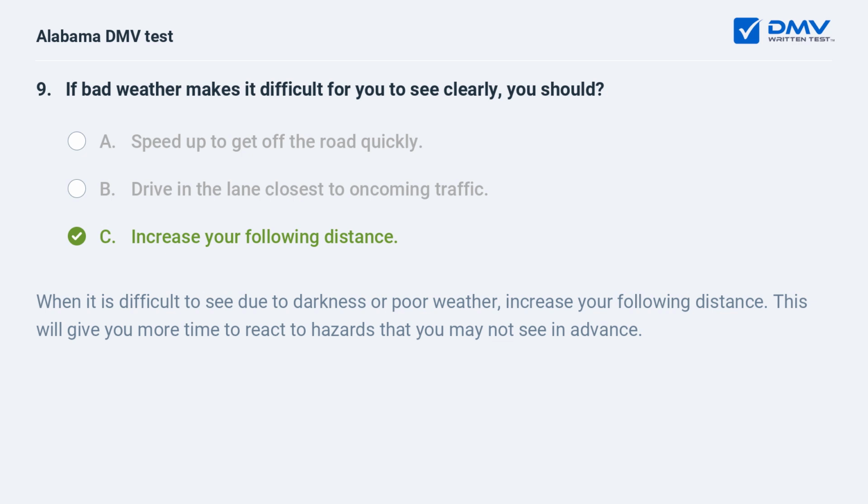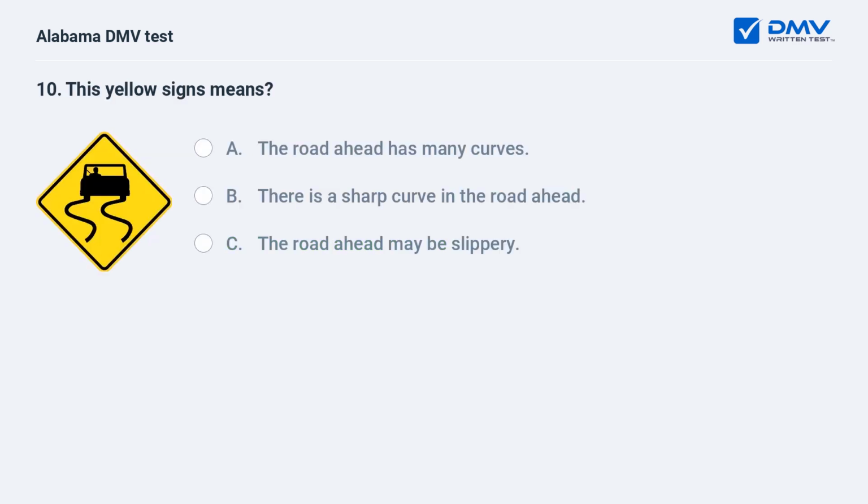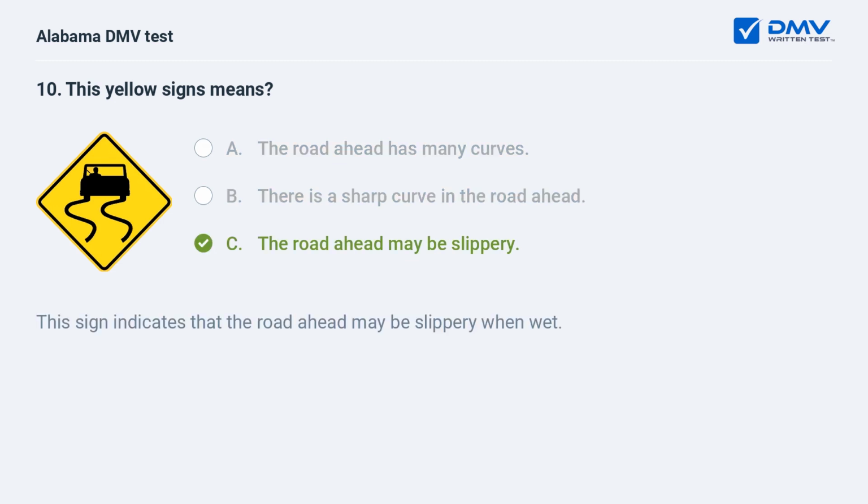This yellow sign means A. The road ahead has many curves. B. There is a sharp curve in the road ahead. C. The road ahead may be slippery. C. The road ahead may be slippery. This sign indicates that the road ahead may be slippery when wet.